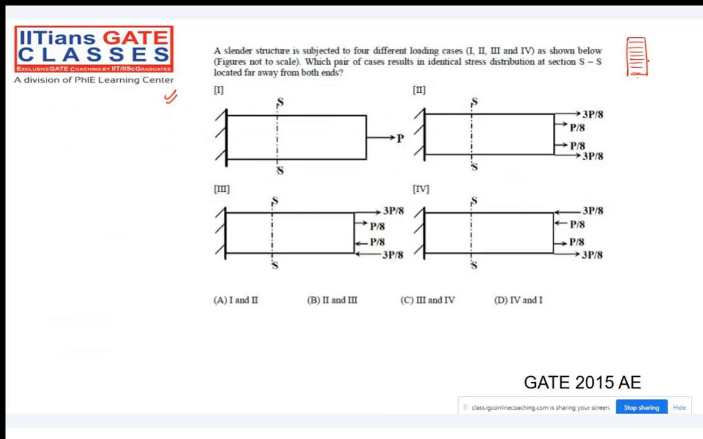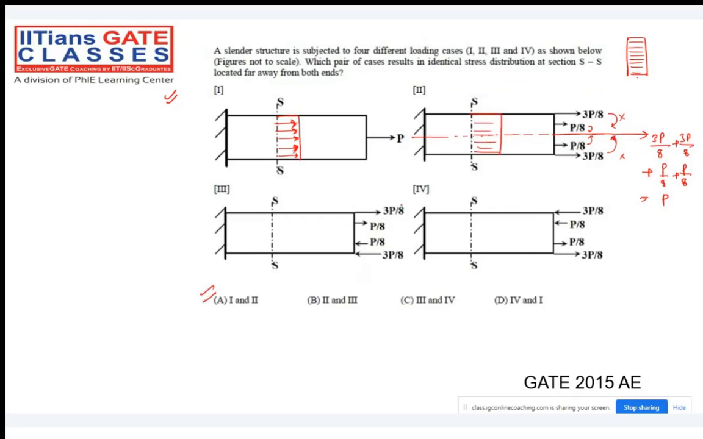Equal stress distributions. So very first case is normal axial force is there, so definitely we're gonna have like this. In the case of second case, what you are observing, 3P by 8, right? So if I just take the centroid somewhere, so this 3P by 8 will create the moment, and they will cancel out. Same moment they are creating, P by 8 and P by 8, they will also create the moment. Again, they will cancel out, but they will be creating one axial force, 3P by 8 plus 3P by 8 plus P by 8 plus P by 8. So what we are getting? P only. So once again, we will be having identical stress distributions.